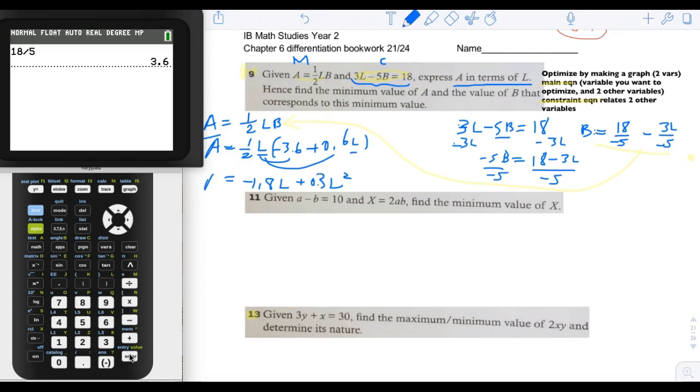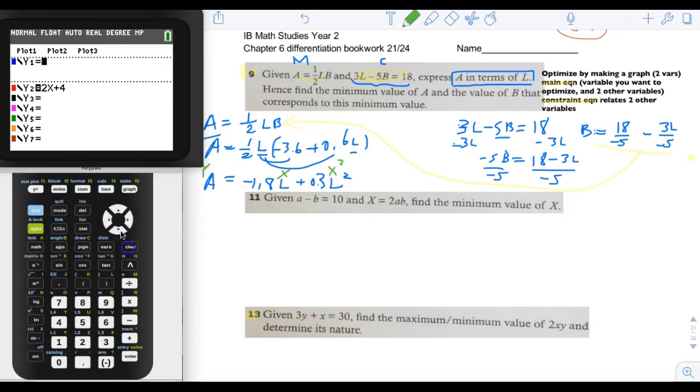Okay, so now we have an expression with A in it and L in it, which is exactly what they wanted. Now we're going to put this in the calculator, and we want to put A as Y and L as X, okay? So let's do that. We'll go to Y equals. We're going to put in this expression, Y1 equals negative 1.8 X plus 0.3 L squared, so X squared, and then we're going to graph it.